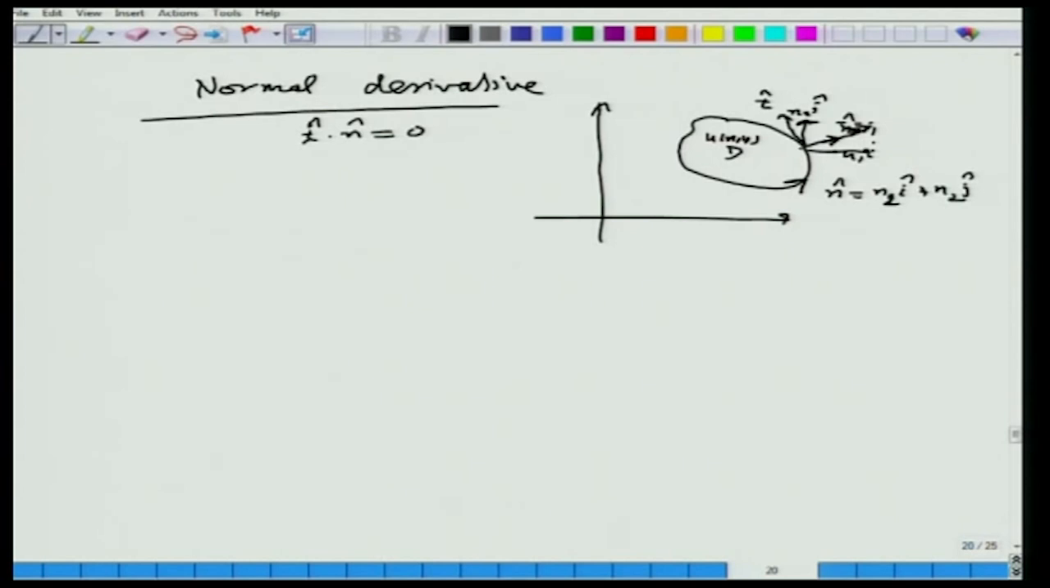Similarly, you can have the inward normal like this. If n is the outward normal, minus n is the inward normal. We take only the outward normal here. So, u need not be defined outside. How do we define this? We take a point (x', y') inside and consider this limit: the limit as delta n tends to 0, where delta n is the distance along this normal, of u(x, y) minus u(x', y') upon delta n, and it is denoted as du by dn. This is the definition of the normal derivative.